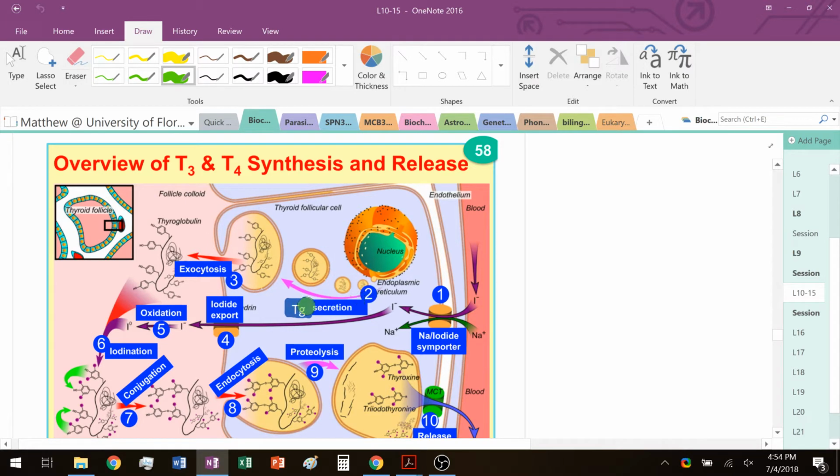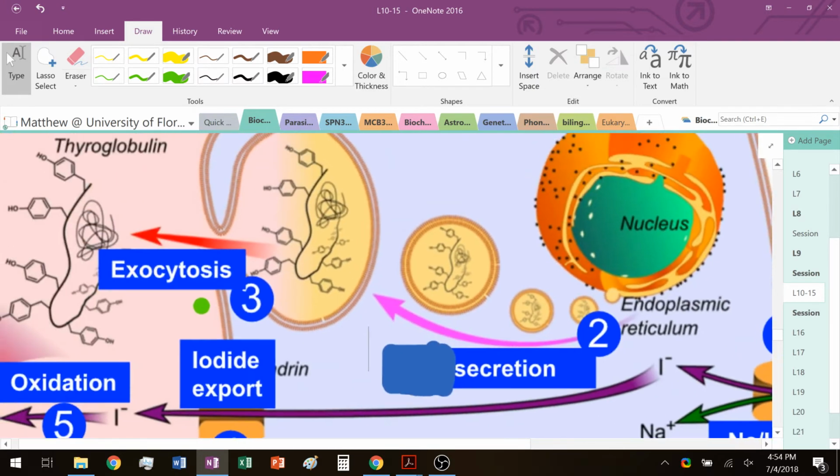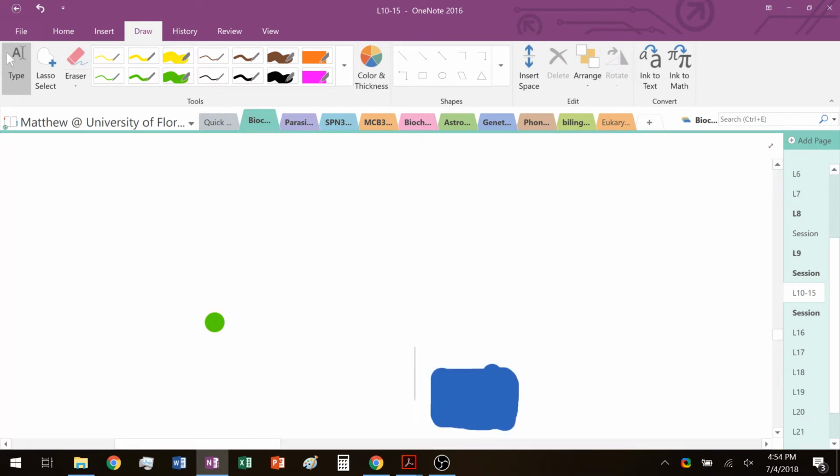So step 2 is the TG secretion, and if we zoom in on what TG is, it's called thyroglobulin. Oh, whoops, I just accidentally drew instead of zoomed in. Let me fix that for you guys. So basically, if we zoom in on TG, we have to start looking at what it is.